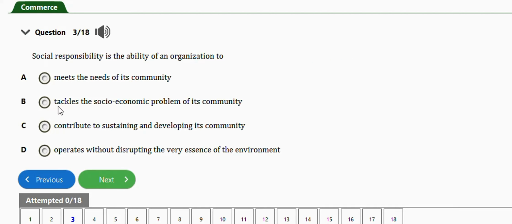This question says social responsibility is the ability of an organization to meet the needs of its community, tackle the social and economic problems of its community, contribute to sustaining and developing its community, operates without disrupting the very essence of the environment. The right answer is option C. So social responsibility is the ability of an organization to contribute to sustaining and developing its community.